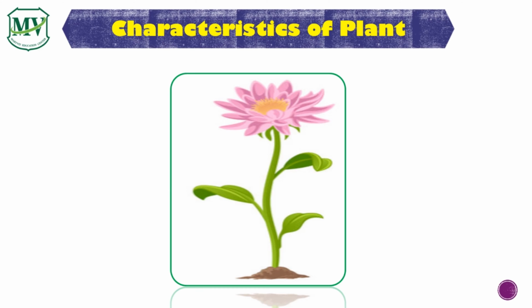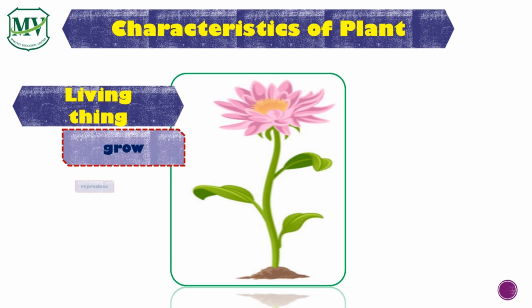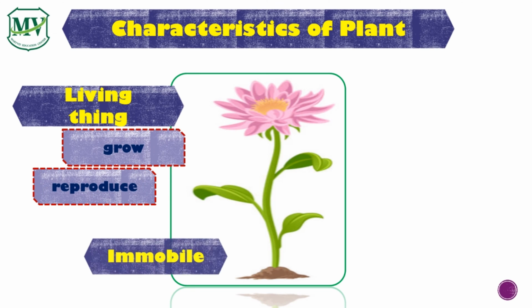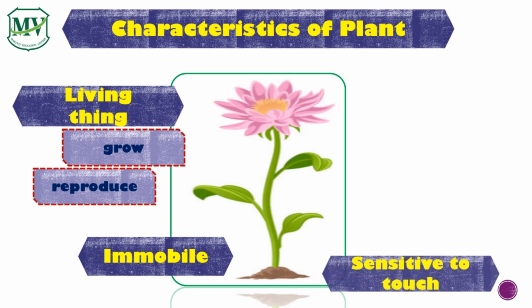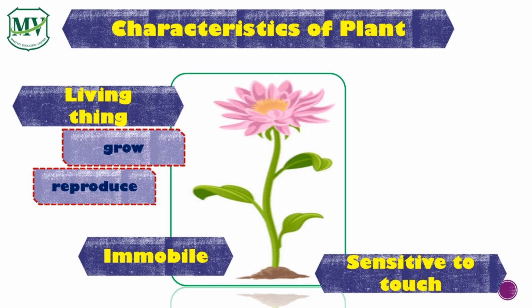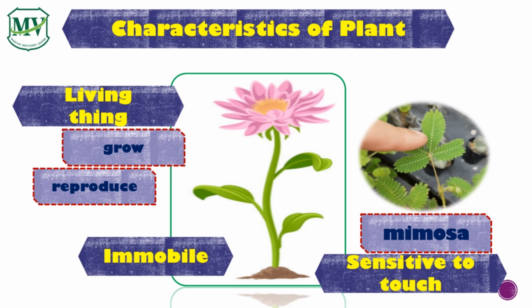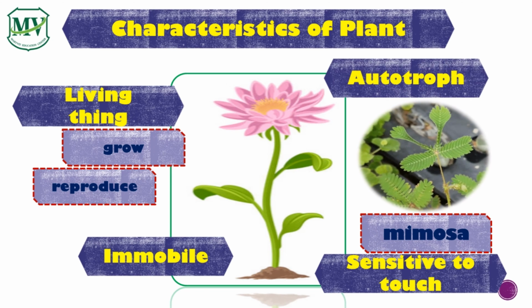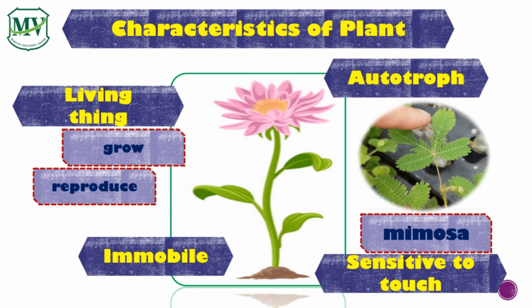First, let's check the characteristics of a plant. Plant is a living thing. They can grow and reproduce, but they are immobile. They cannot move from one place to another. However, there are some plants that are sensitive to touch, like the mimosa. Plant is also an autotroph. They can make their own food.